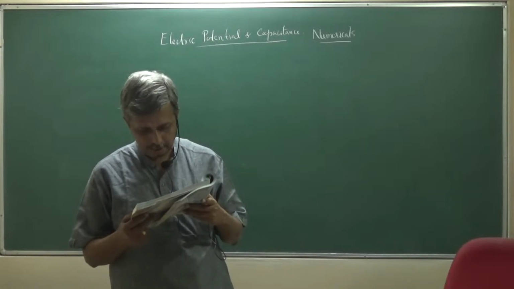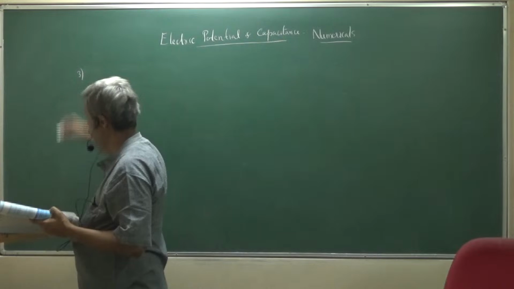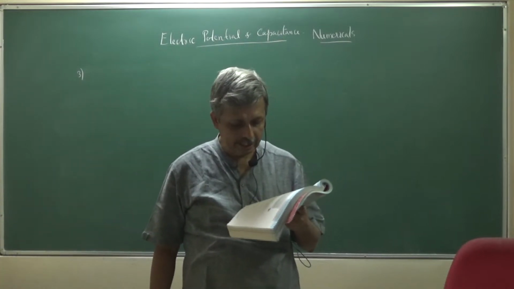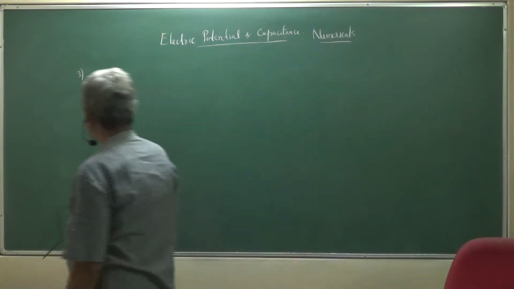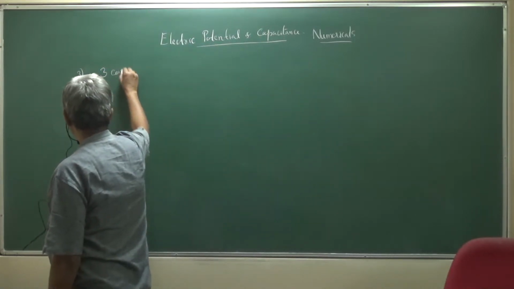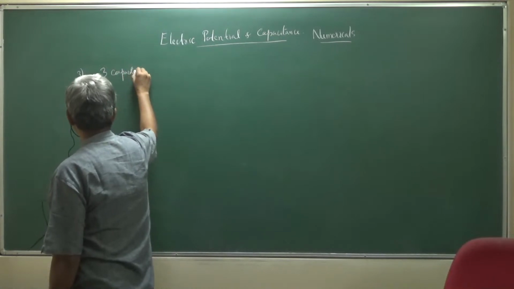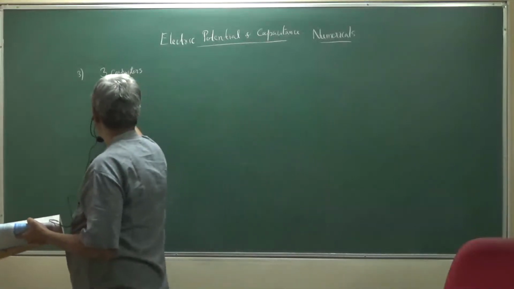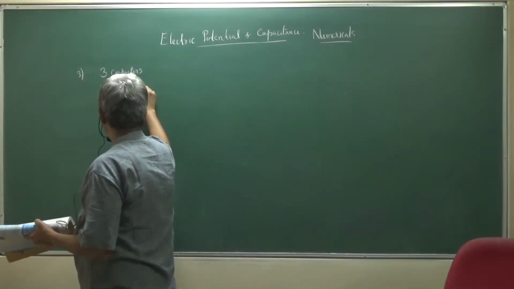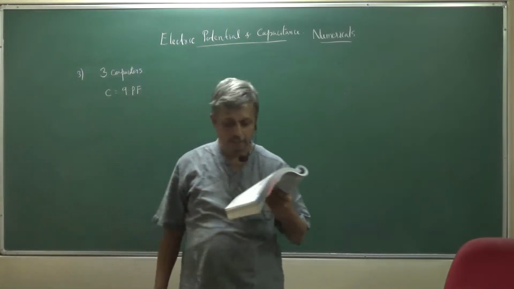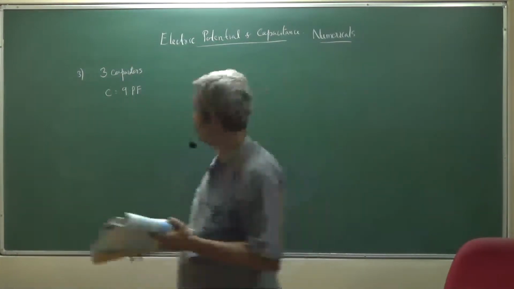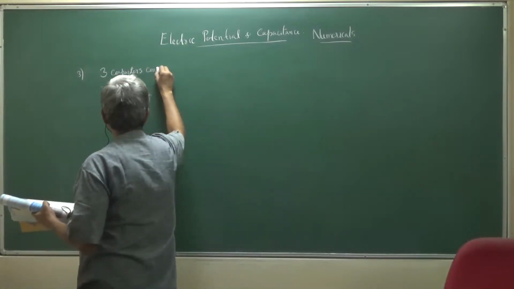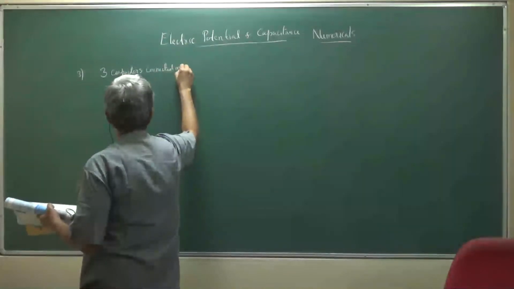So three capacitors. Next one, third one, you write. Three capacitors, each of capacitance 9 picofarad, are connected in series. So there are three capacitors, that is one piece of information. Capacitance of each one is 9 picofarad. Picofarad means how much we already know, we don't have to worry about that. Are connected in series, so that is another piece of information. Three capacitors connected in series. Correct?